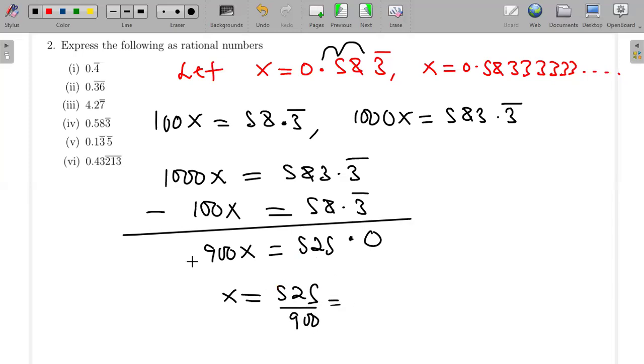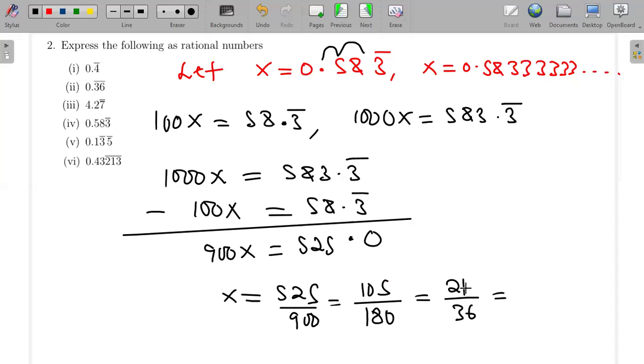So 5 can go into 525. As long as the number ends with 5, then 5 can go there. So divided by 5, I get 105 over the 900 divided by 5, I get 180. Again, ends with 5, ends with 0, 5 can go into there. So 105 divided by 5, I get 21 over 180. They are divided by 5, I get 36.